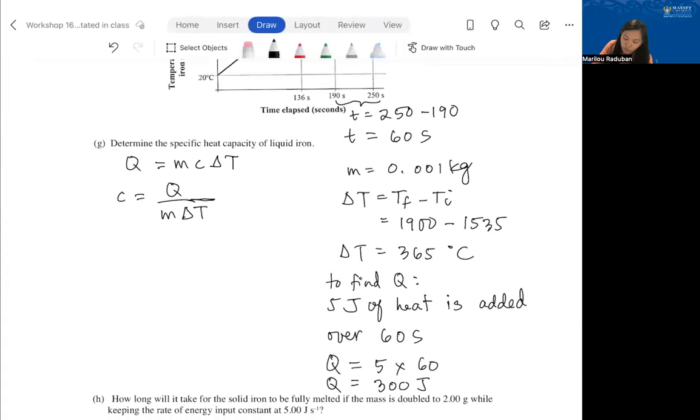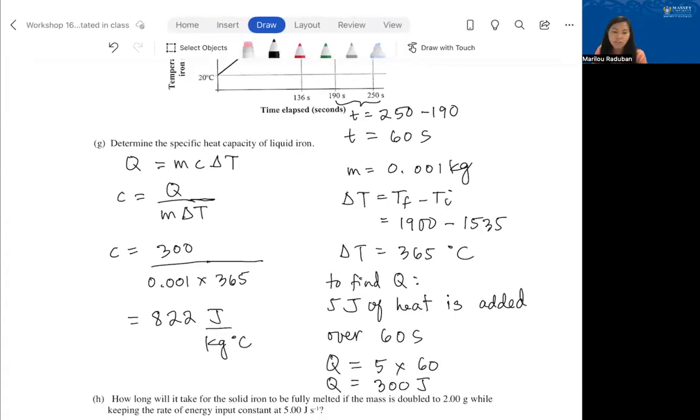Okay, so then you can solve for the specific heat. It's equal to the heat added, 300 joules, divided by the mass, 0.001, times the change in temperature, 365. That gives you a specific heat of 822 joules per kilogram degrees Celsius, which is also the same 822 joules per kilogram Kelvin, because a change in temperature of 365 degrees Celsius is the same as 365 Kelvin.